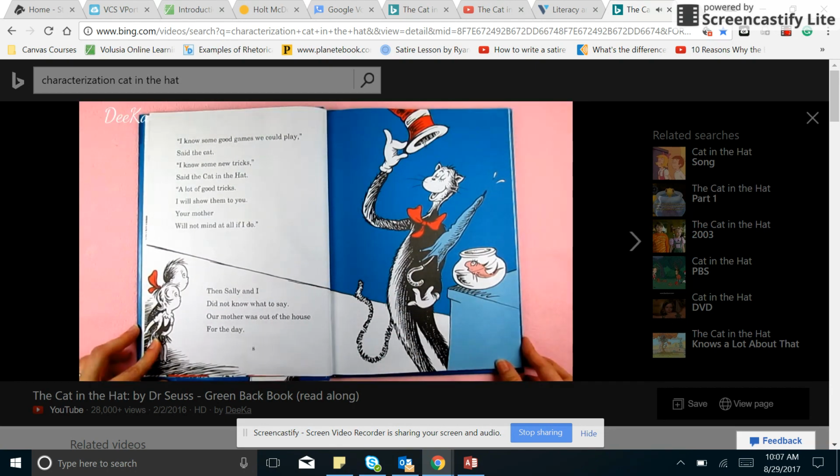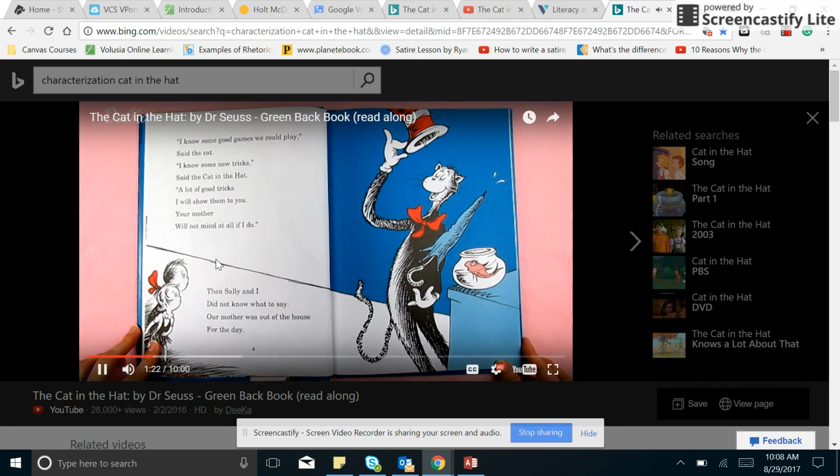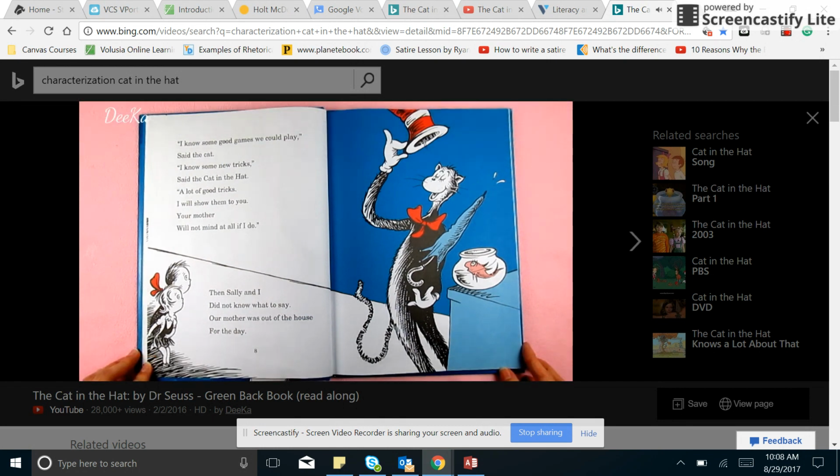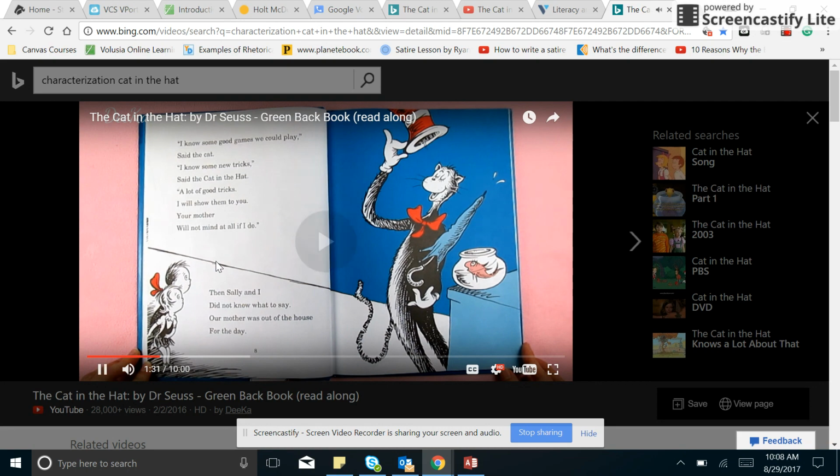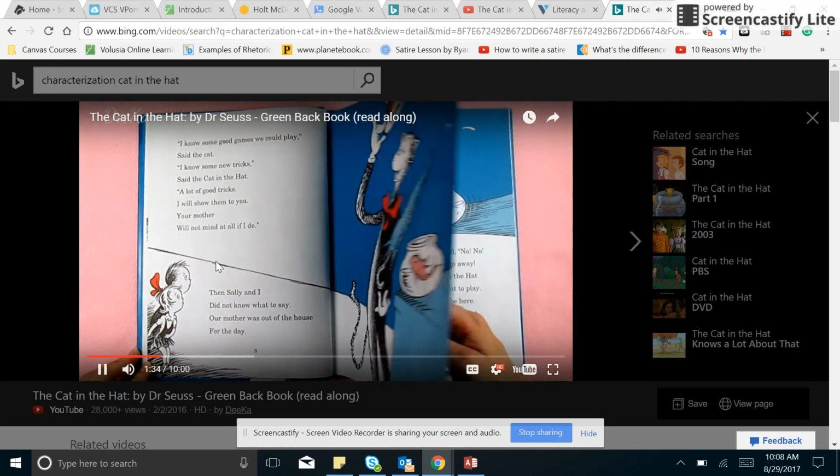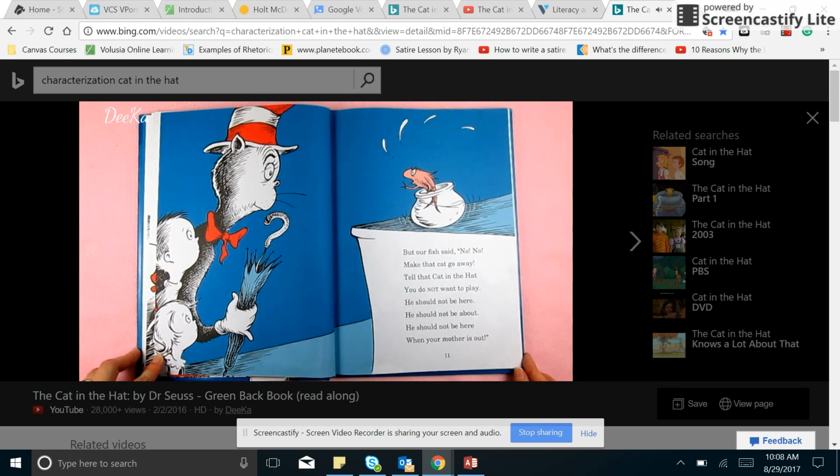I know some good games we could play, said the cat. I know some new tricks, said the Cat in the Hat. A lot of good tricks. I will show them to you. Your mother will not mind at all if I do. Then Sally and I did not know what to say. Our mother was out of the house for the day. But our fish said, no, no, make that cat go away. Tell that Cat in the Hat you do not want to play. He should not be here. He should not be about. He should not be here when your mother is out.